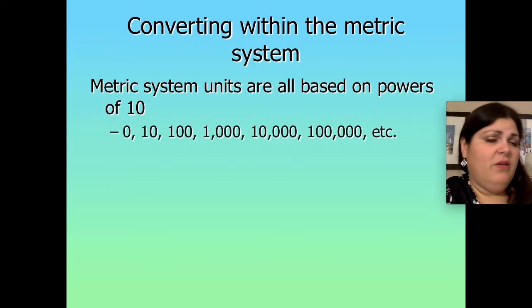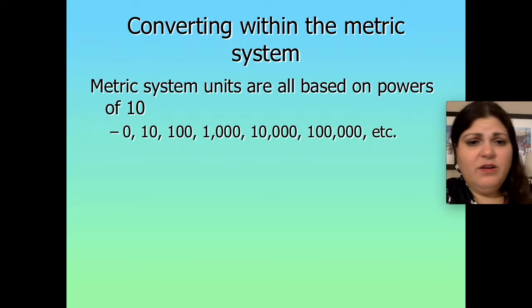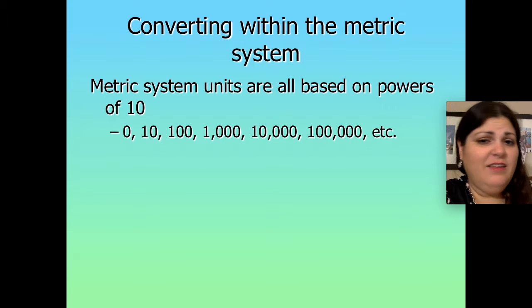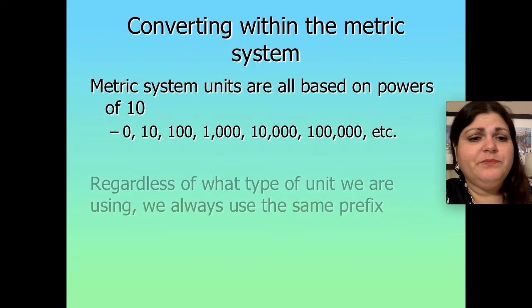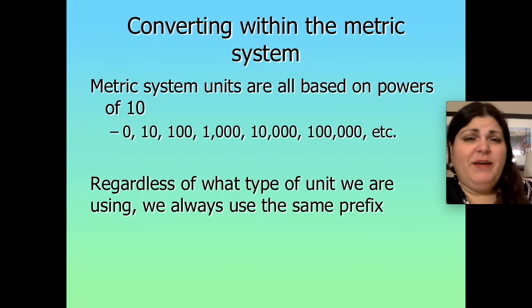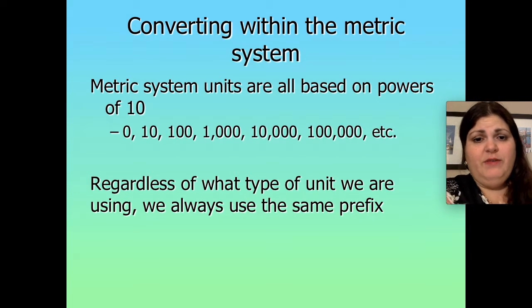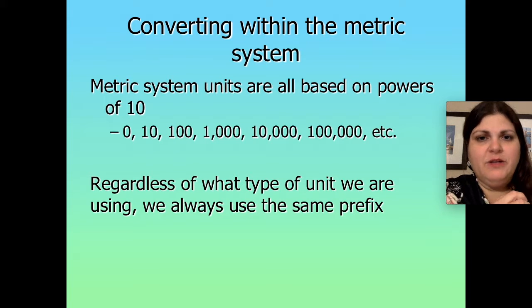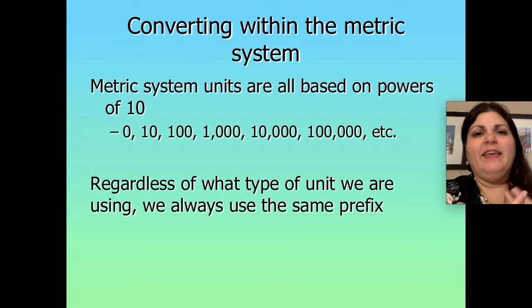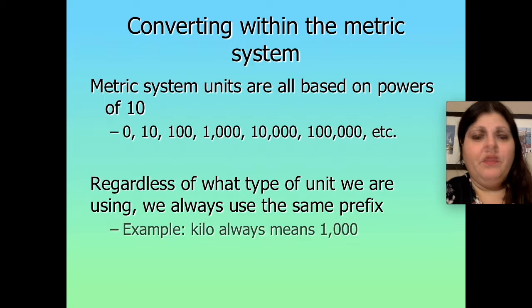And so 10, 100, 1,000, if I want to take 1,000 and divide by 10, it's 100, it's easy, it's all much simpler. So we can do this in the metric system regardless of what unit we use. We always use the same prefix. So we have kilograms, we have kilometers, we have kiloliters. That kilo always means the same thing. It means 1,000.